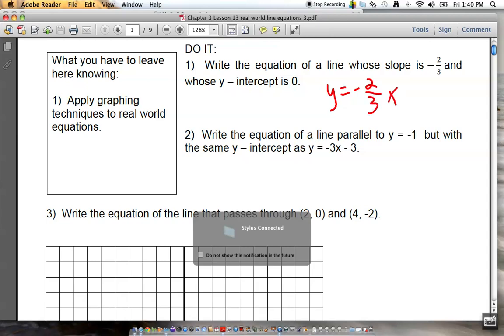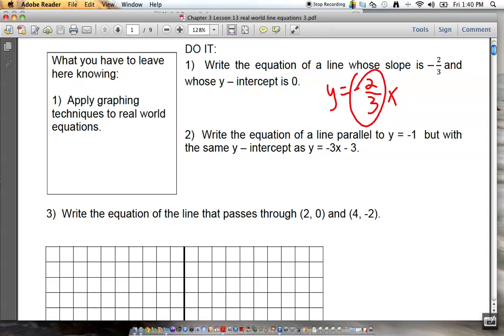Because, and now we're to the point where I shouldn't even really have to write this anymore. Y equals mx plus b. M stands for slope. I put my negative 2/3 in for the slope. The y-intercept 0. If you would have put plus 0, you would be fully right. There's nothing wrong about that. It's just unnecessary. Okay?